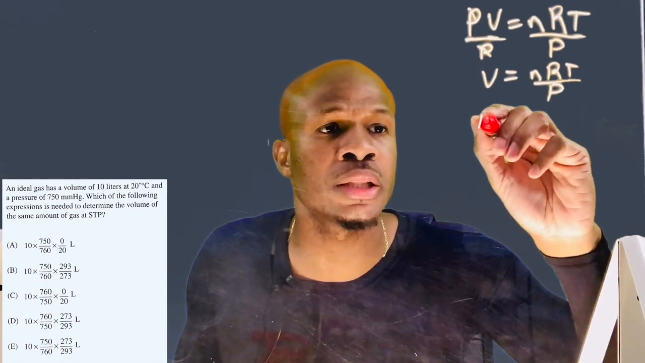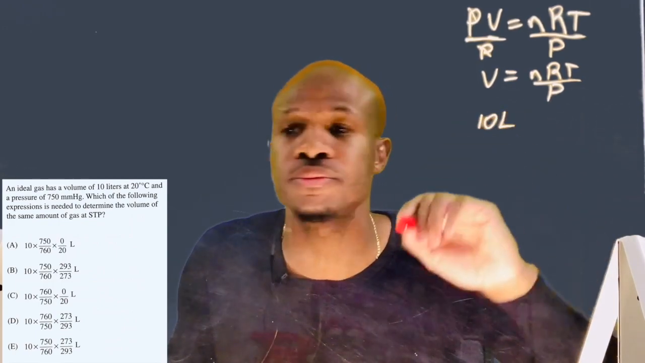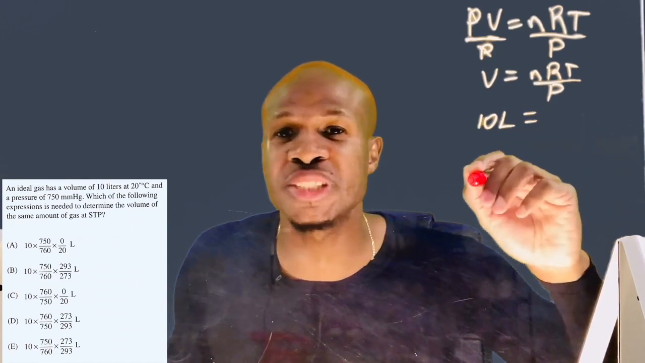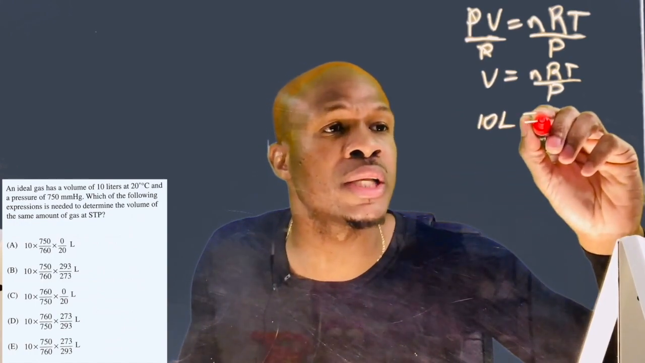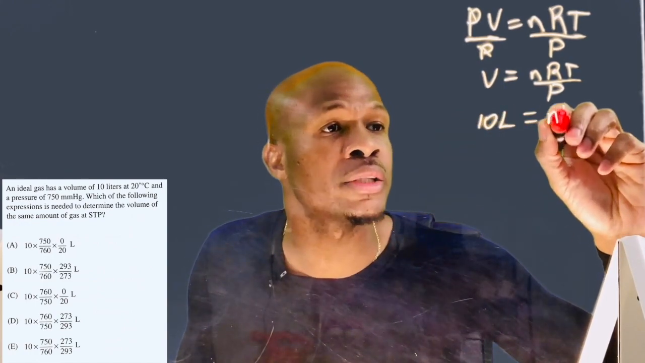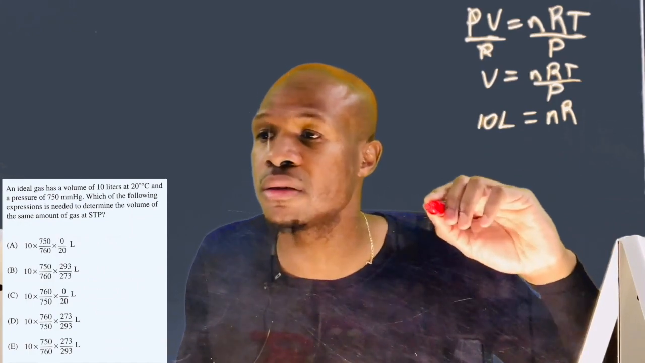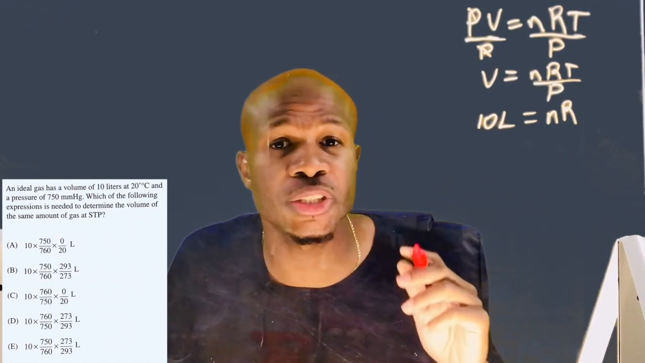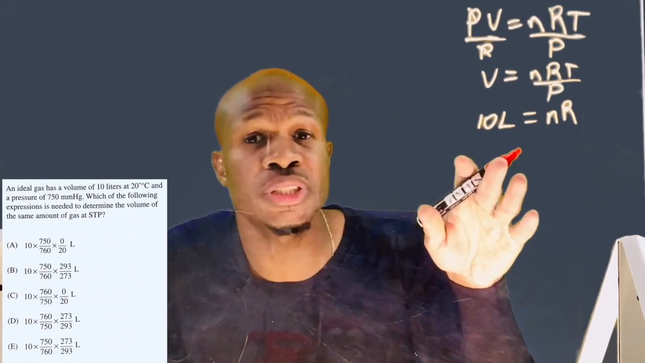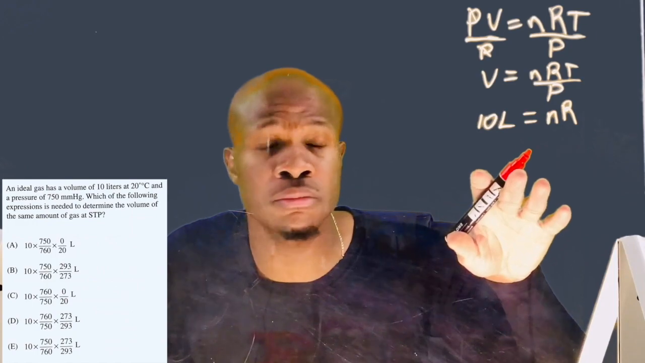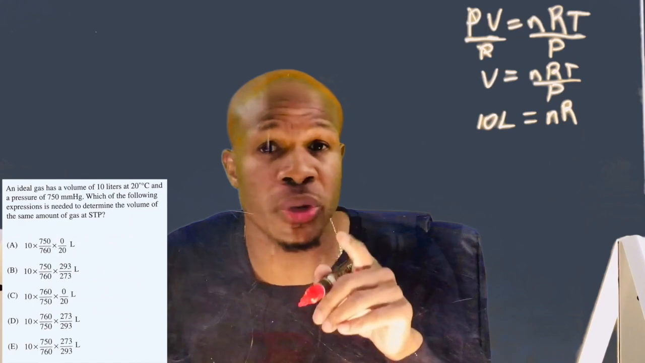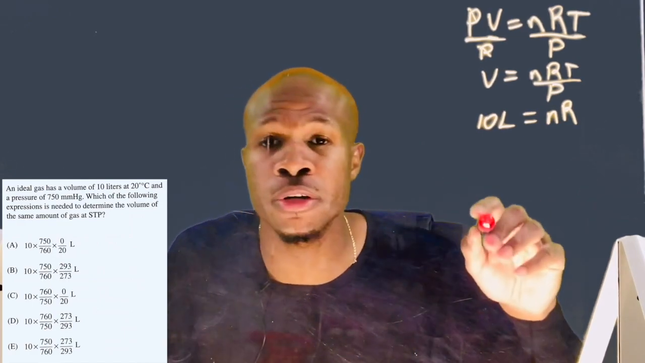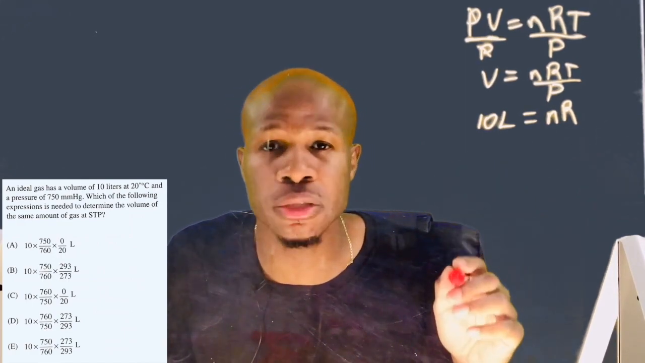V was 10 liters. What was n? I don't know what n was. They did not tell us what n was, so I'm just going to write n. R is a constant. T was what? 20 degrees Celsius, right? But when it comes to this equation, was it derived for Celsius? No, right? Derived for Kelvin. So we have to convert the 20 degrees Celsius to Kelvin.